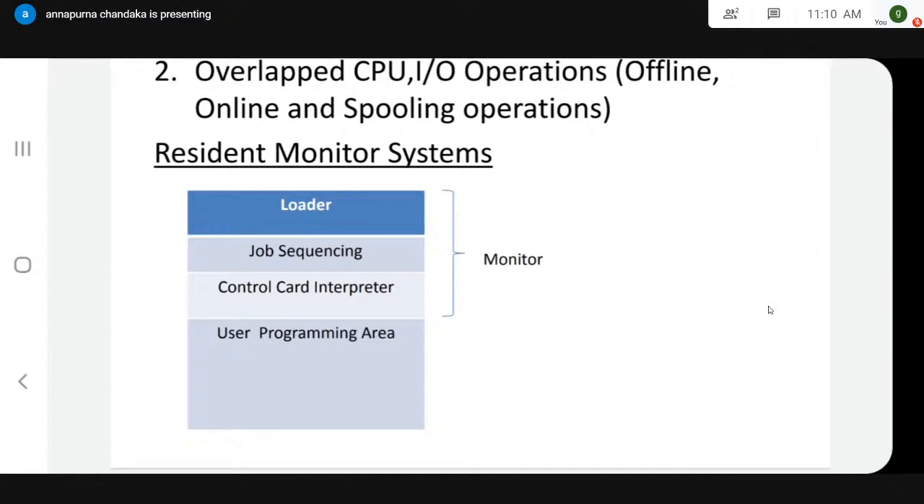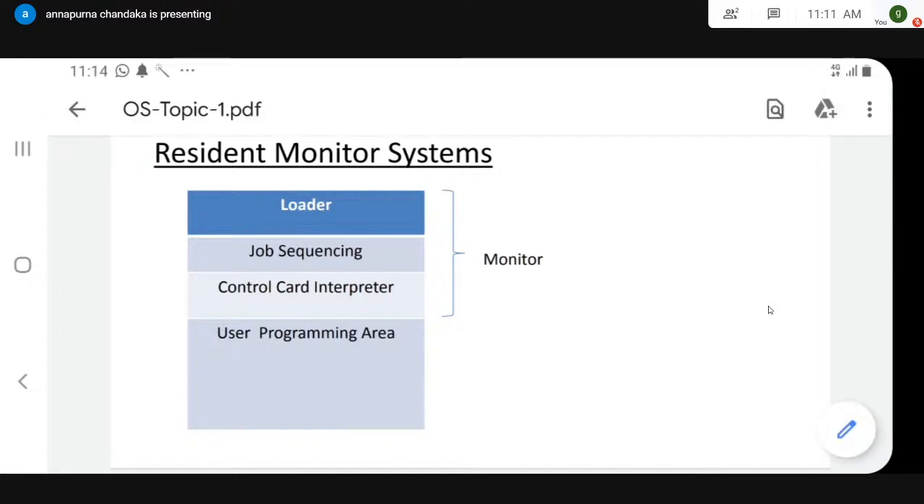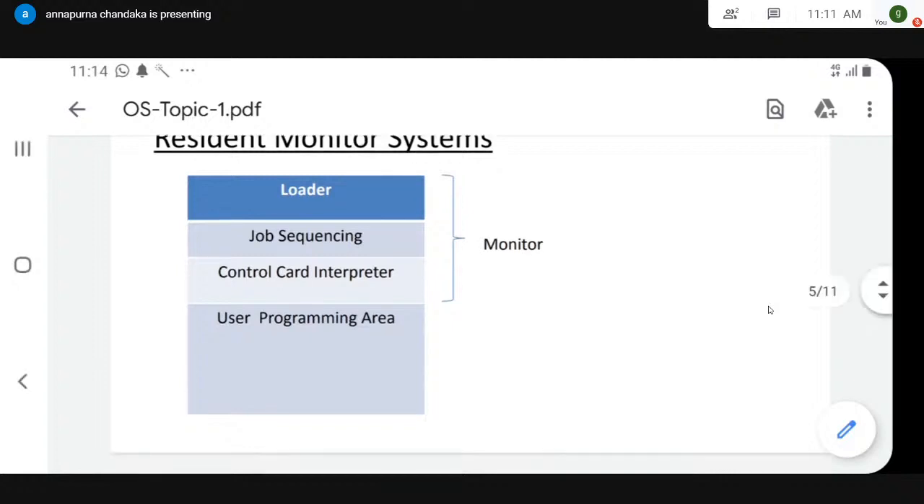Coming to the third, very important one, the control card interpreter. This is the main program. The control card and whatever commands are entered by the user are interpreted and executed by the CPU. The simple job of the control card interpreter is to get the next command and execute it. This collection of components is called the monitor. This is a resident monitor system.